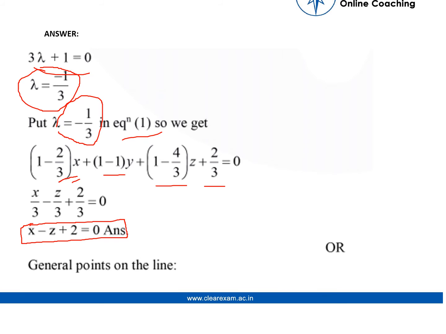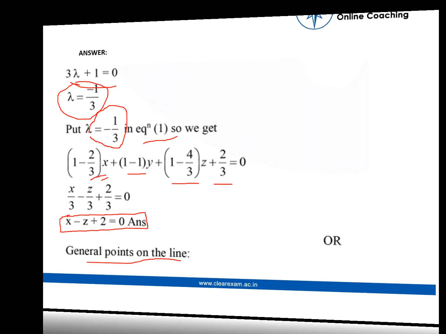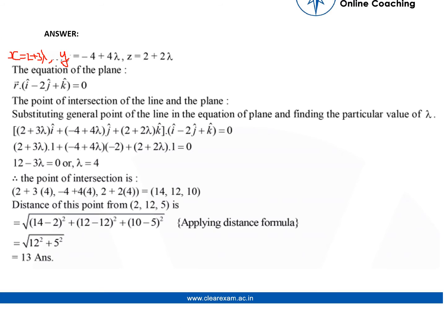Now for the second part of the second question, the general points on the line can be given as x = 2 + 3 lambda, y = -4 + 4 lambda, z = 2 + 2 lambda. The equation of the plane is given as r · (i - 2j + k) = 0.